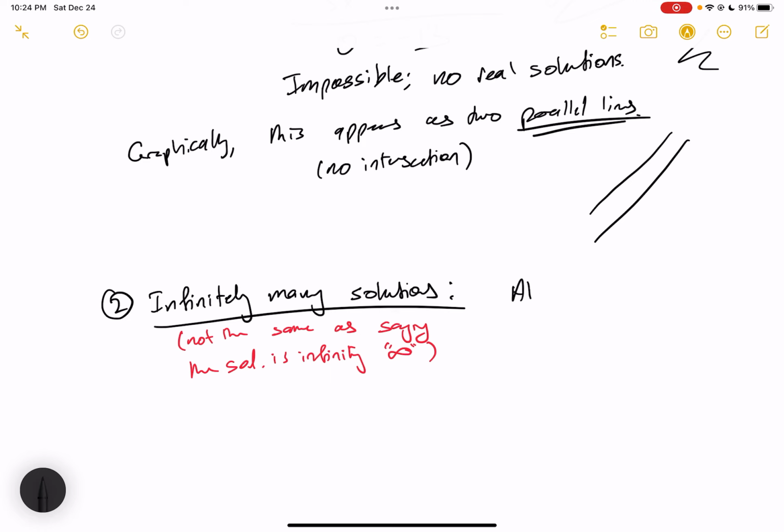So, algebraically, this is when you get something that is always true.